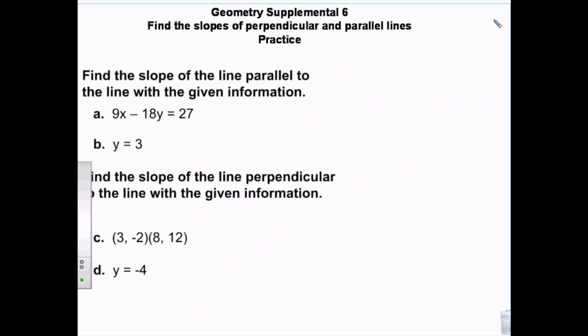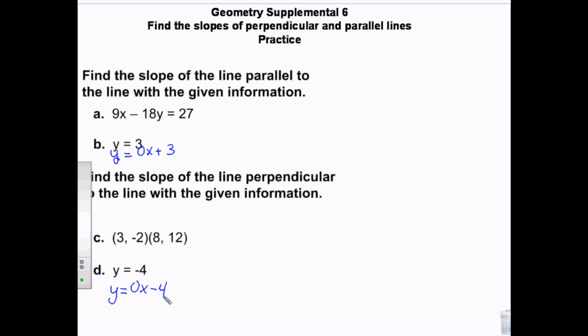So first I'm going to go, all right, y equals 3. If I put that into mx plus b format, looks like that. There are 0 x's. So my slope on this one is 0. This is a horizontal line. Okay, same thing down here. 0x minus 4. Okay.